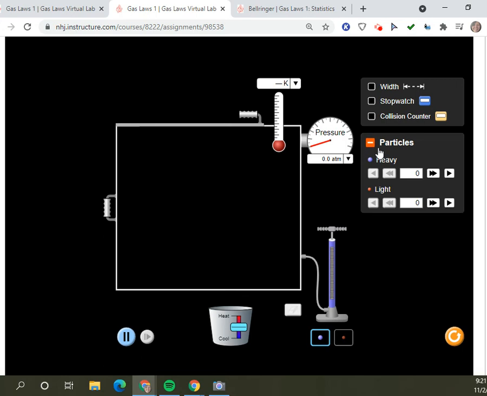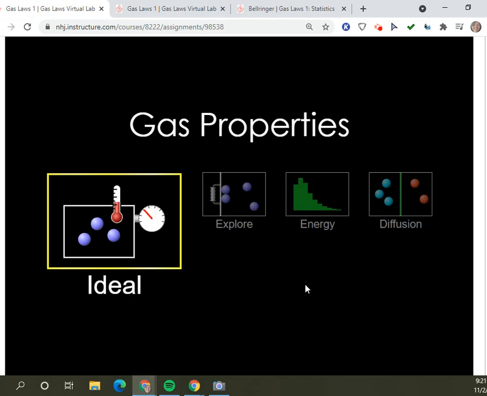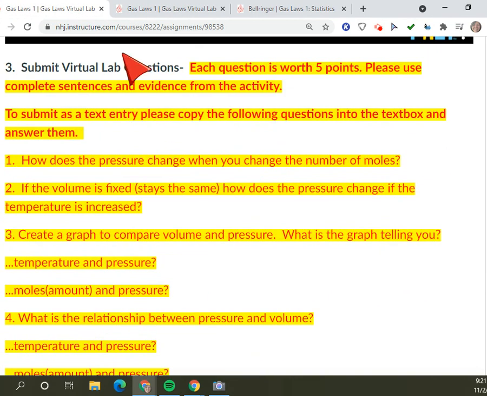So if you want to go ahead and open it on your screen, you can, or you can just go back and forth with us. I am going to go back and forth between the tab with the questions and the tab with my simulation open here. So our first question: how does the pressure change when you change the number of moles?